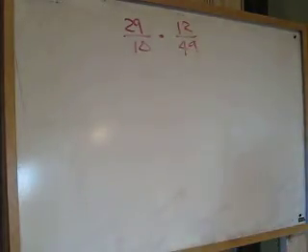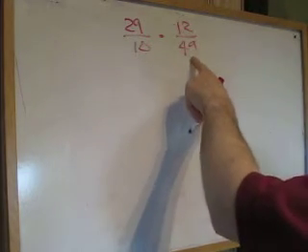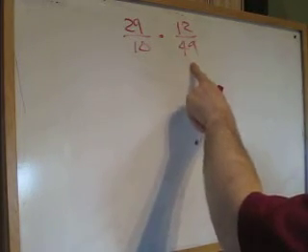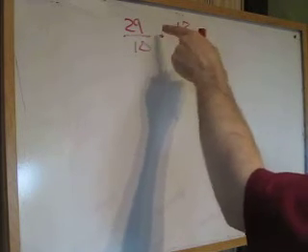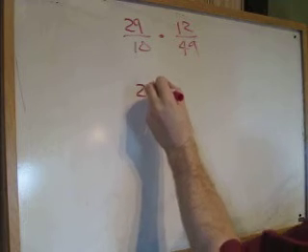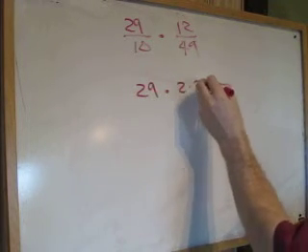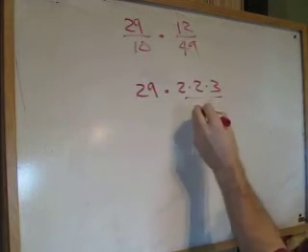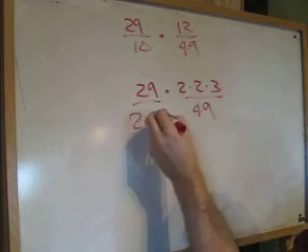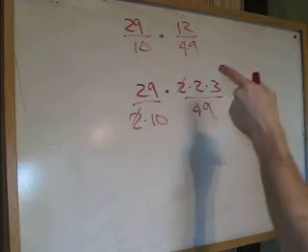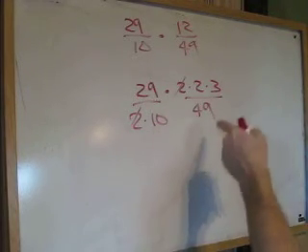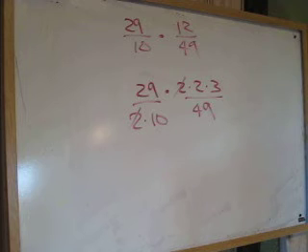29 is a prime number. You can't do anything with that. 49, 7 times 7 is 49, but I don't see any multiples up here that I can, or factors of 7 in here. But I do have 29 times 2 times 2 times 3 for my 12, and my 10, 2 times 10, so I can cross my 2's out, which leaves me 29 times 2 times 3 over 10 times 9, and going from there, I'm going to end up with a pretty large number, but I'll leave that to you to figure out.